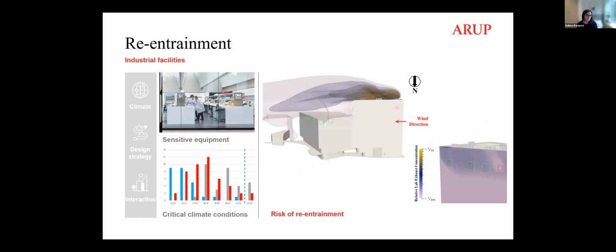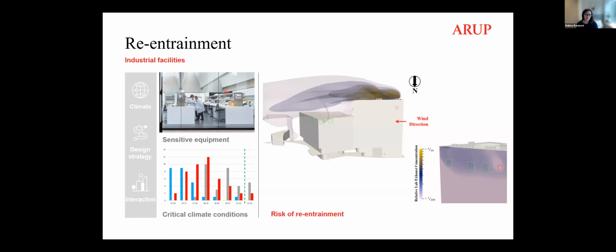This is a study of re-entrainment. So it's an academic lab where some pollution was exhausted from the roof, and there was a risk of some pollutants entering the ventilation system that was placed on the other side of the building. This is a pretty typical case for industrial facilities like data centers, or pharmaceutical, academic or industrial labs.